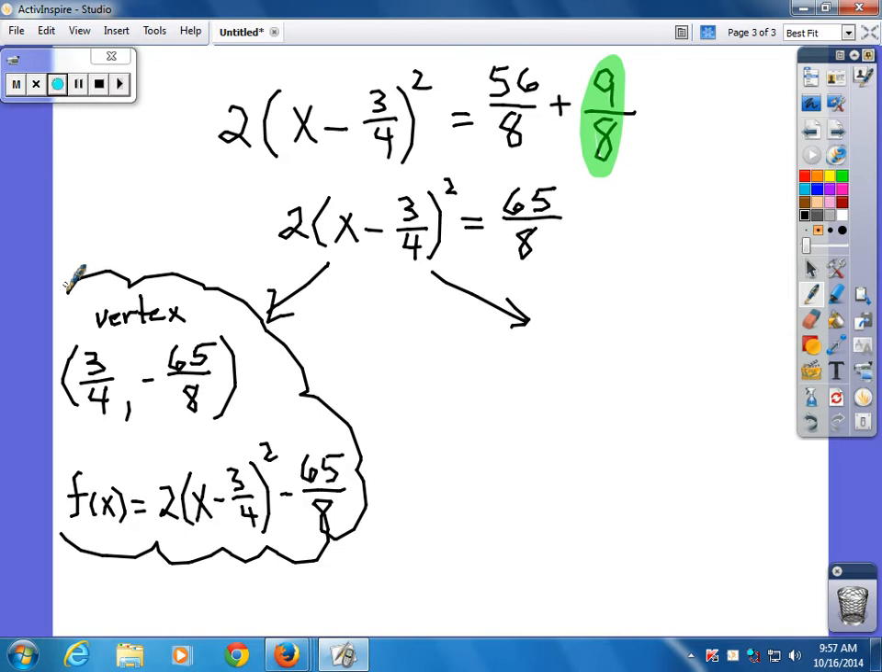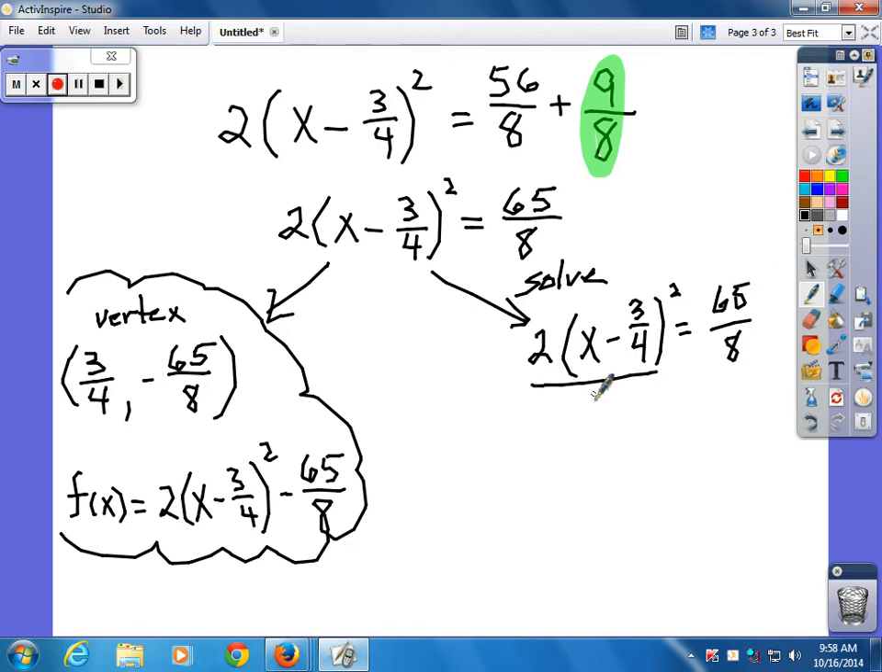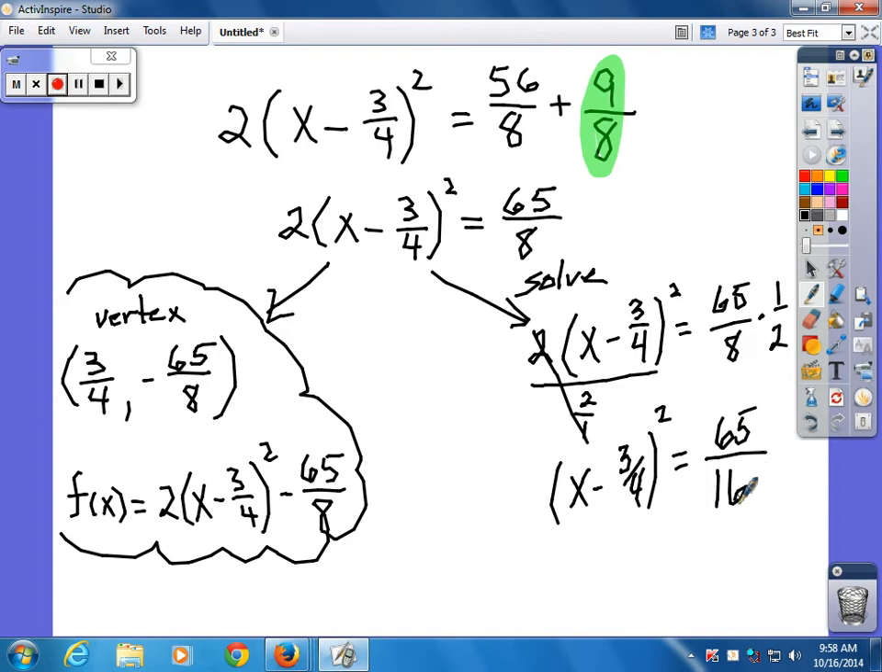And over here we're going to solve for x. I'm going to rewrite it, 2 times x minus 3/4 quantity squared is equal to 65/8. Divide by 2. If I divide by 2, what do I multiply by? 1/2. And that's going to give me x minus 3/4 quantity squared is equal to 65 over what? 16. And I'll finish it out.